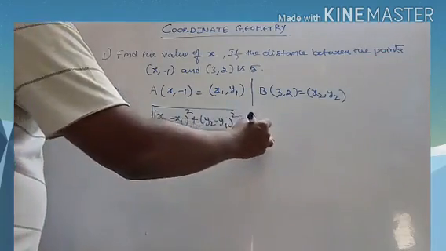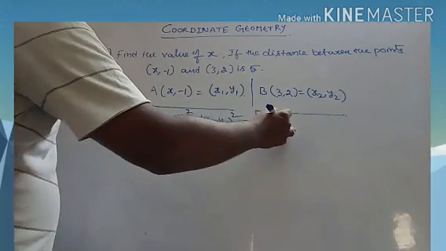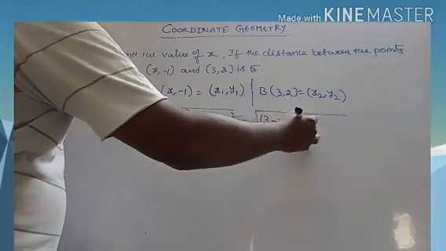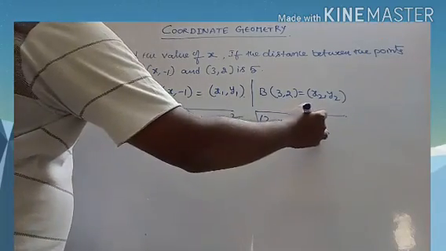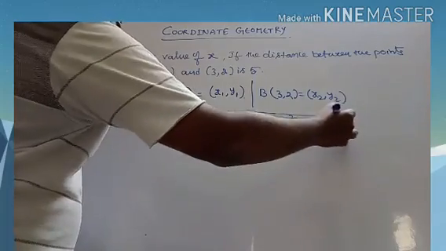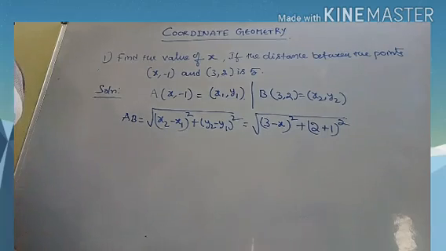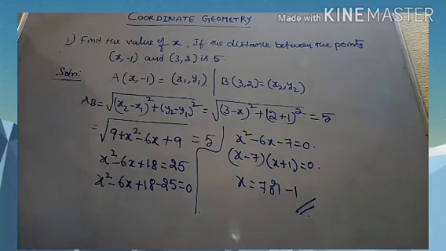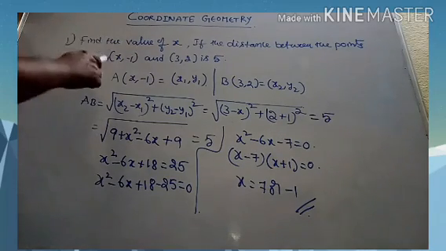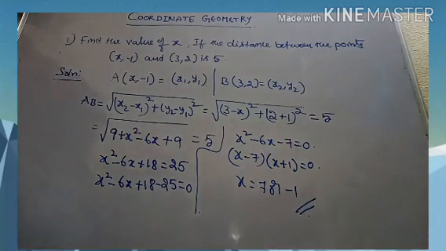Now you just put it in the formula: x2 minus x1, that is now (3 - x) whole square, plus y2 minus y1, y2 is 2, 2 minus of minus 1, that is (2 + 1) whole square. Okay. Now this problem: find the value of x if the distance between the points (x, -1) and (3, 2) is 5.